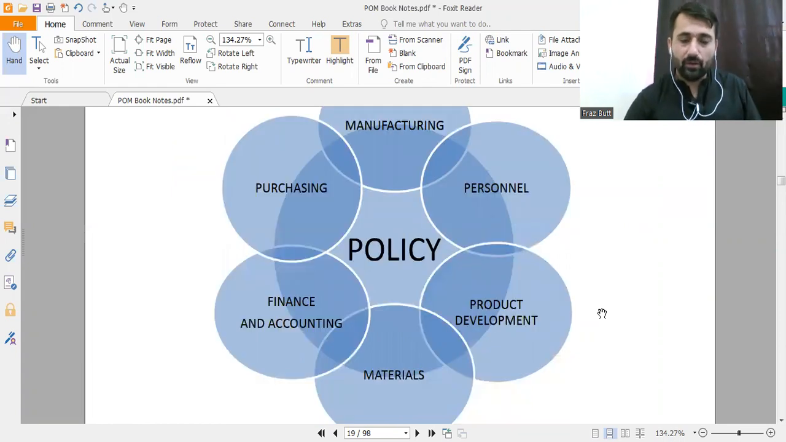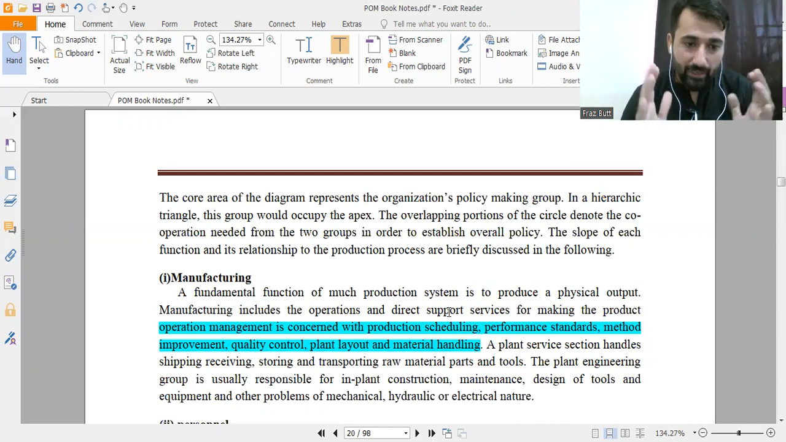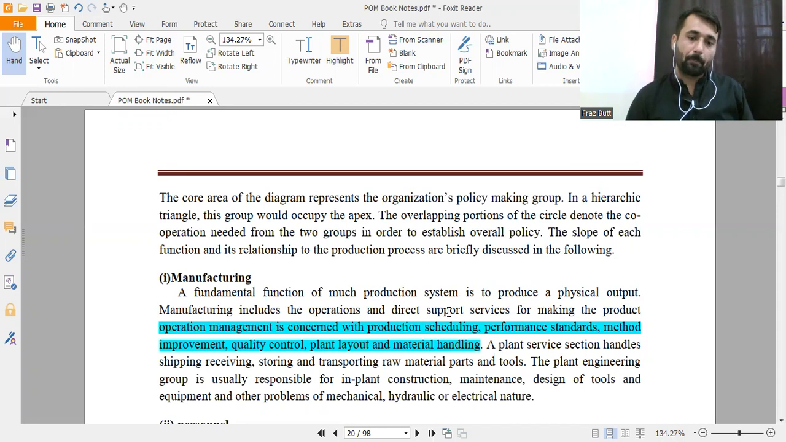So you can just learn them. You can see, read, for example, manufacturing. This is a fundamental function. The production system basically depends on manufacturing. A fundamental function of any production system is to produce a physical output. Basically, at the end, you have to produce a tangible output. Manufacturing includes the operations and direct support services for making the product.